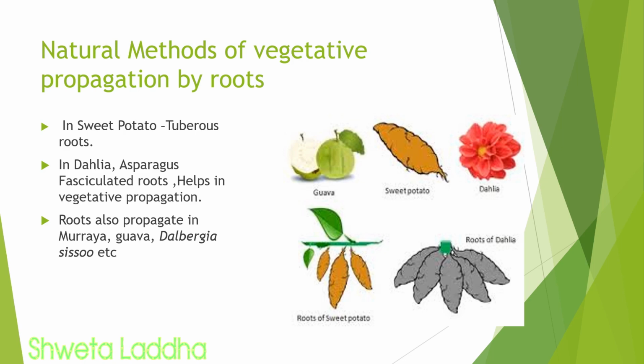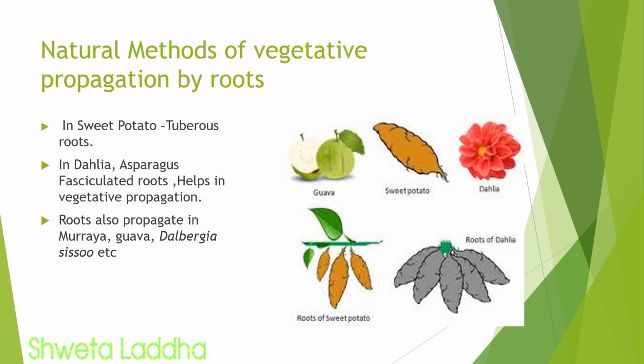Now roots, we are talking about underground roots. The first example, everybody knows, sweet potato, that is ratalu. It has a single fleshy tuberous root. The main purpose is to store the food. Whereas in dahlia, asparagus, there is a bunch of roots present which are all fleshy and tuberous. Both these types of roots help in vegetative propagation.